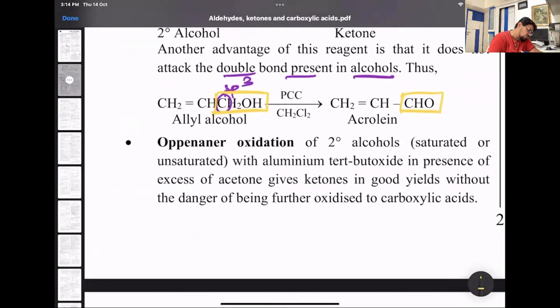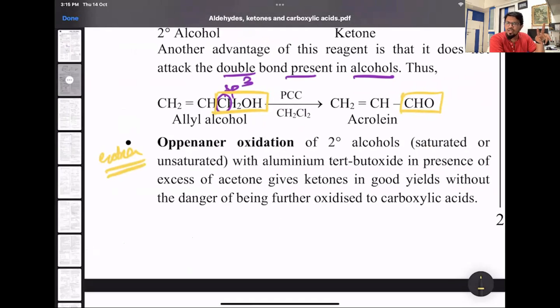One more point, this is an extra point that we have. I'll be specifying extras which are only knowledge based, okay? Because these are not given in NCERT also. But in MCQs, sometimes they come out of the way because these are from the earlier syllabus. So if it comes, you should know. Open your oxidation.